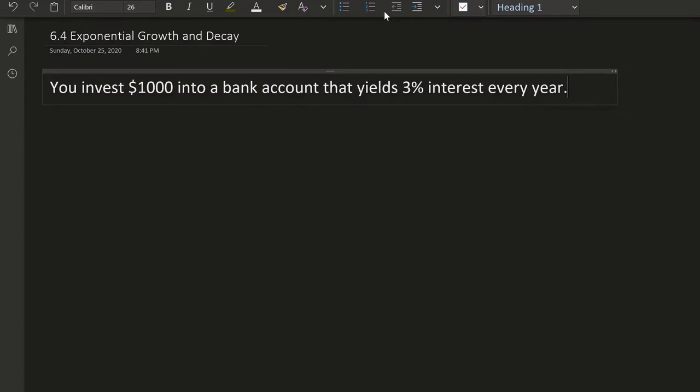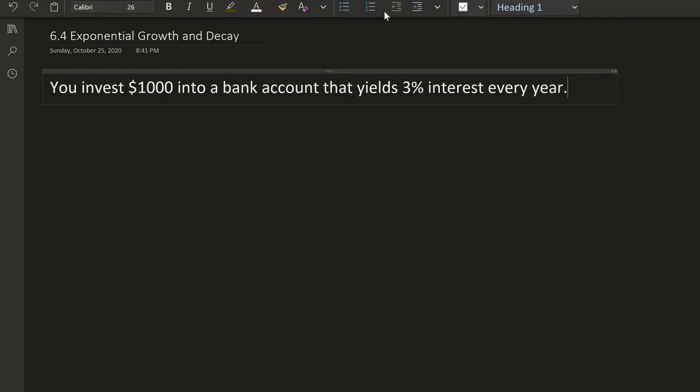Today we're going to talk about mathematical models using exponential growth and decay. Now this is a great lesson because this is where we start to use exponential functions for things that everybody's going to use at some point in their adult life. So, to start off simple, you invest $1,000 into a bank account that yields 3% interest every year.